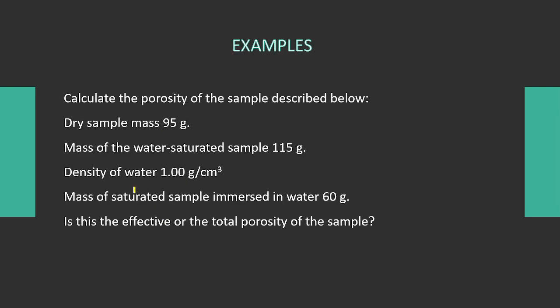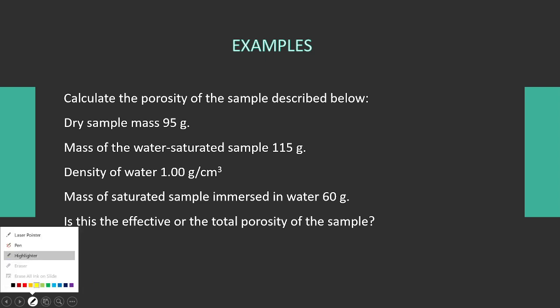Okay. So we'll take an example relating the porosity and saturation, right? So here we are told that we want to calculate the porosity of the sample below. We've been given a dry mass sample, which is 95 grams. We've been given the mass of the water saturated sample, which is 115 grams. We have the density of water, and we have the mass of the saturated sample immersed in water. So we'll see what they're talking about here.